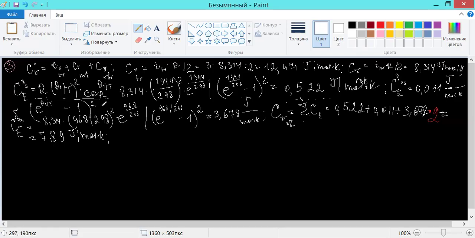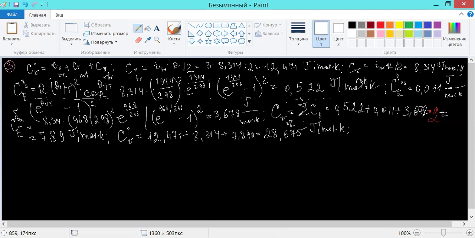Okay, and now we can write that C_V at 1 atmosphere is equal to, this is the formula, the translational component, 12.471, plus the rotary component, which is equal to 8.314, plus the vibrational component, which is equal to 7.890, and totally that gives us 28.675 joules per mole Kelvin.